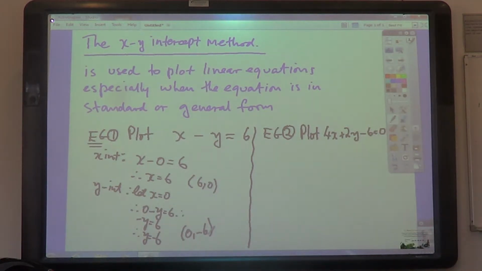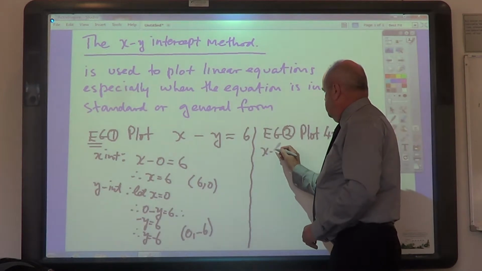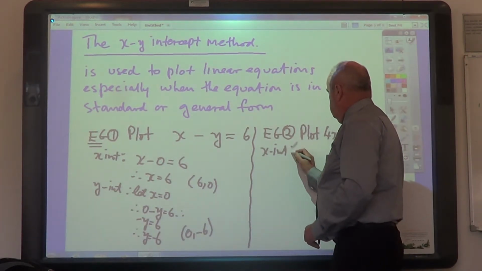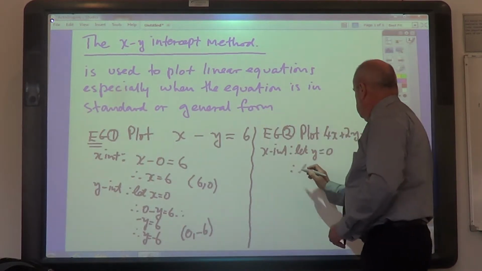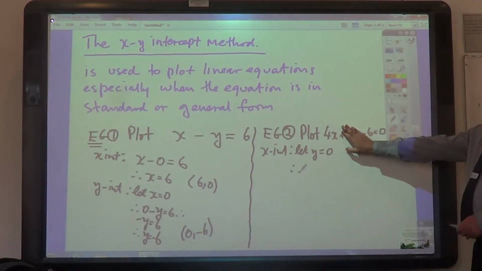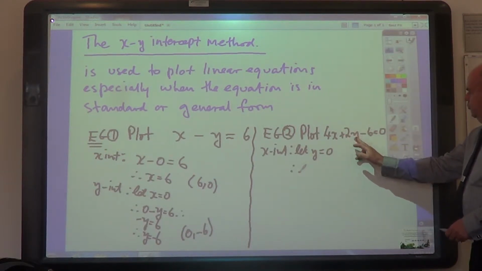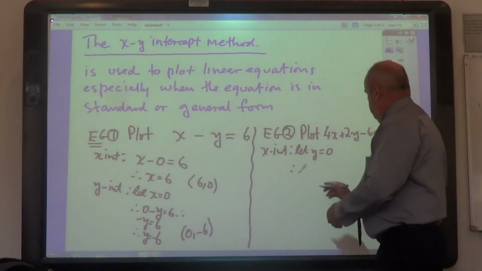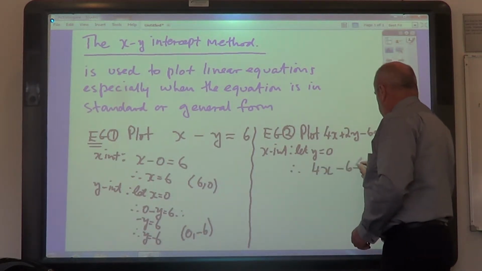Alright, to our second example, which is no more difficult really. So we're going to say, to find the X-intercept, we let Y equal 0. Tantamount to blocking out the Y, isn't it? Because 2 times 0 is 0. Okay, so it's tantamount to blocking out the Y. In fact, let's just forget about the Y, and we end up with that.